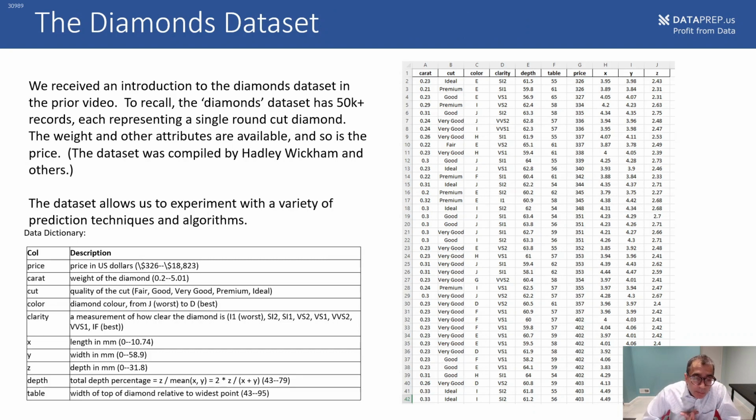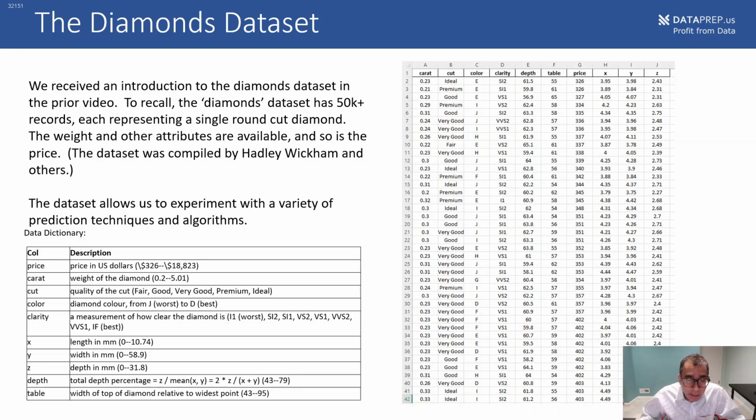Next, just a quick reminder on the diamonds dataset. We had a quick introduction to the diamonds dataset in the previous video. So there are over 50,000 diamonds in this dataset, and there are several attributes relating to each diamond that are available in the dataset. On the right hand side on the slide, you see the actual data represented in a spreadsheet. On the left is the data dictionary, which explains what each of the different columns are about, what kind of information they contain.